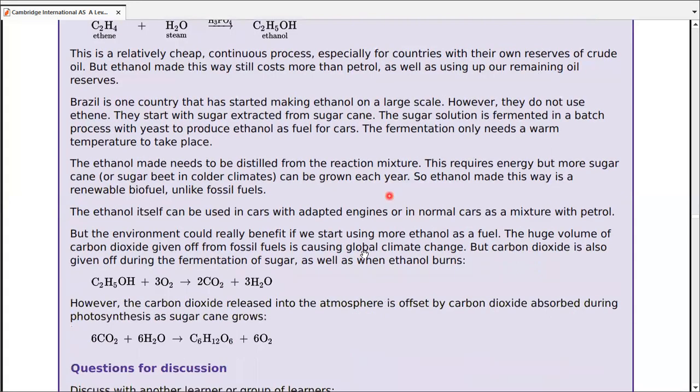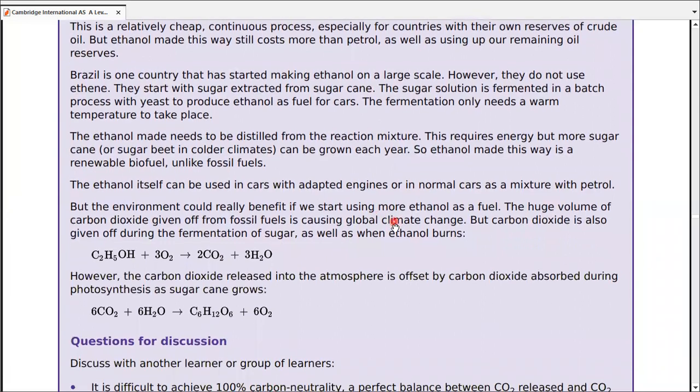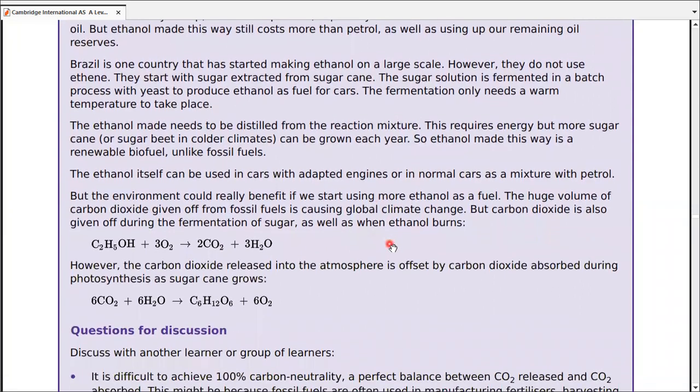Now, fermentation only needs a warm temperature to take place. We know that around 37 degrees centigrade this process goes on best. With a little less temperature, the yeast stops or slows down making this ethanol. At a little higher temperature, the yeast is totally denatured. So we can't go for a lower or a higher temperature, but a balanced temperature and a balanced pH can actually be great for the production of alcohol.